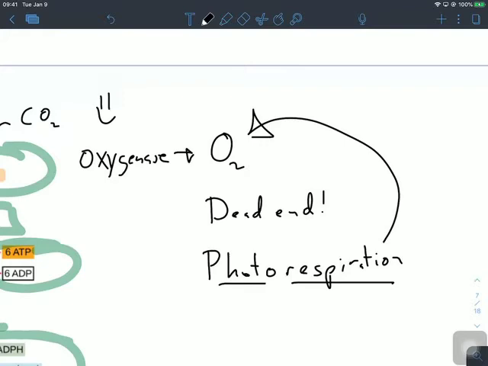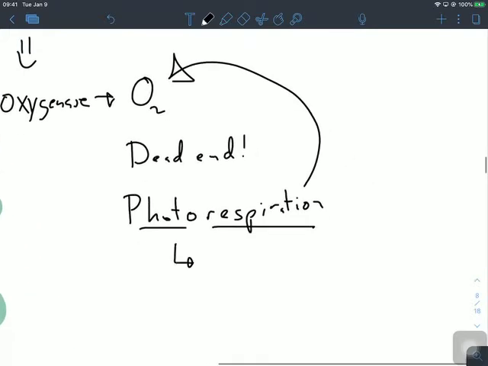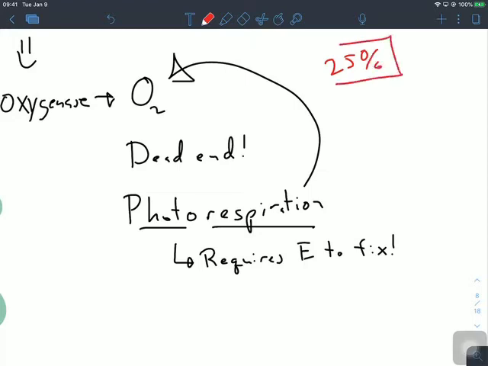Because it's a dead-end molecule, it requires a lot of energy to fix. So it's costly. It actually happens a horrifying 25% of the time in these C3 plants. So it's not uncommon, because that Rubisco will a lot of the time be bumping into CO2, 75% of the time, but 25% of the time it's bumping into O2 and doing this other process.